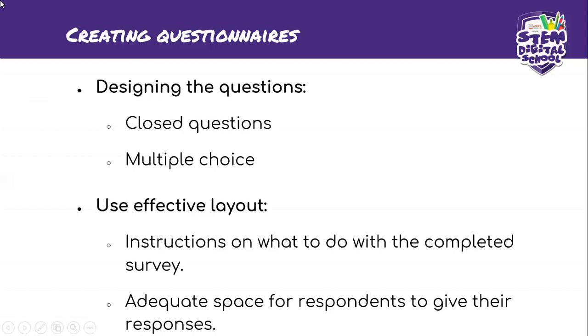Adequate space for respondents to give their responses. All right, so the layout. Okay, so I've said that questionnaires are the most basic, the most used form of collecting data, turning that data into information, using that information to knowledge, then that knowledge to making decisions.